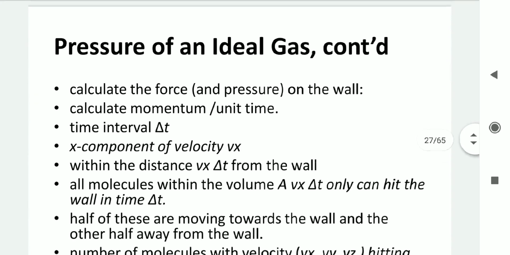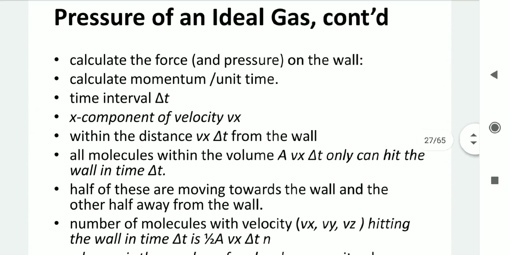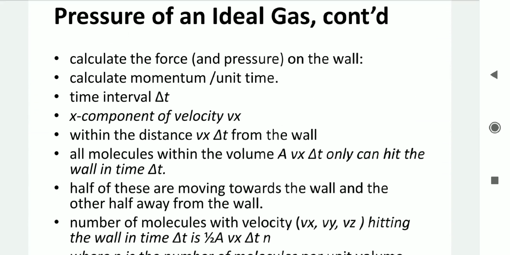Now, calculate the force onto the wall. For that, we know force equals momentum per time, and let us take the time interval delta t. Here the velocity we are focusing on is in the x direction. So the distance covered by the molecule from the wall: velocity equals distance per time, so distance equals velocity into time, that is Vx into delta t.